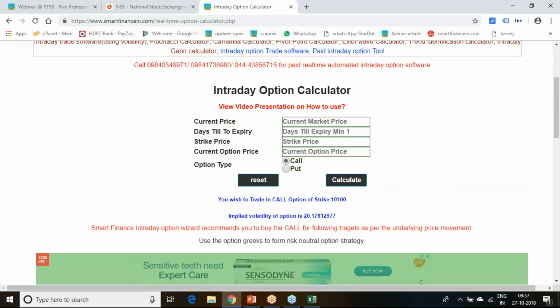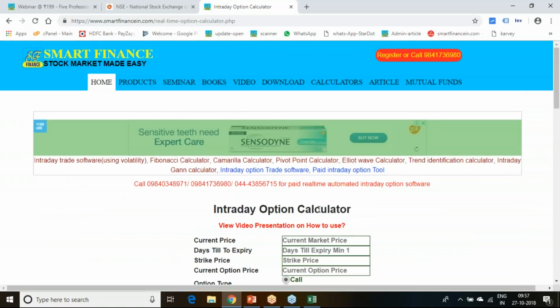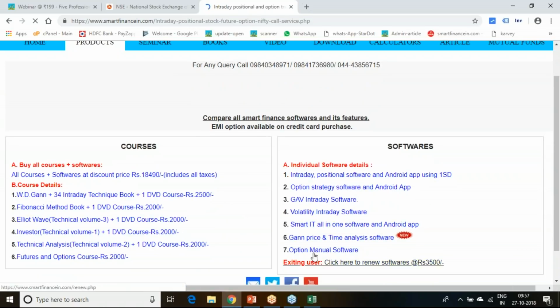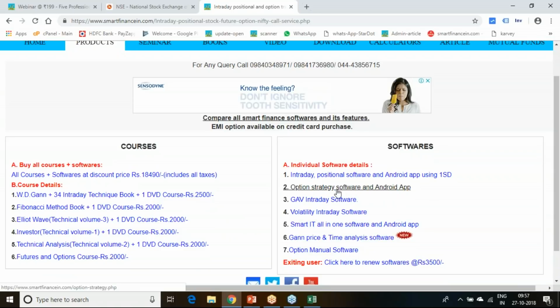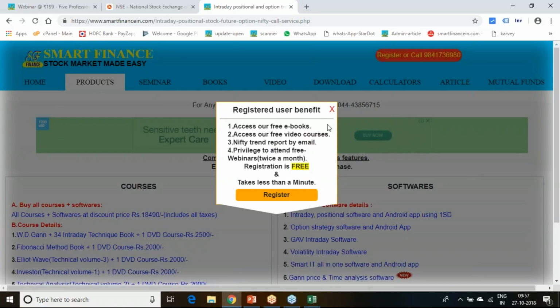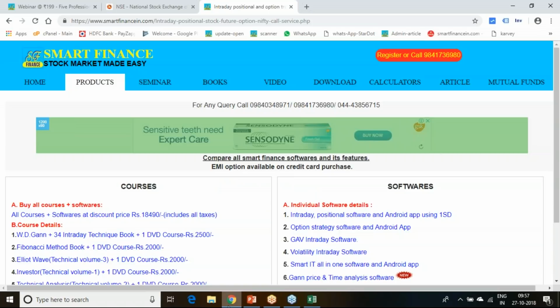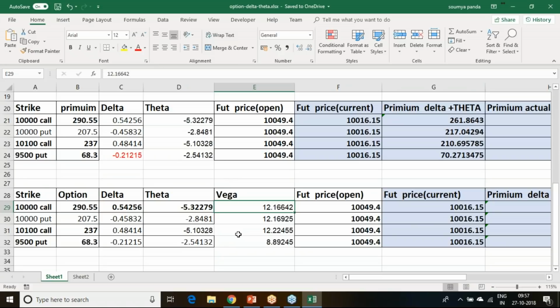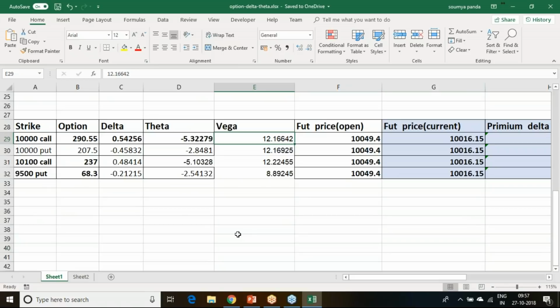But when you use our paid systems, the paid intraday calculators available in the one standard edition software or the option strategy software, on those tools we have taken care that the dynamic delta, vega and theta come with the actual IV and give you the correct forecast for the option premium. So now you have understood how delta, theta and vega are used for your option premium calculation.